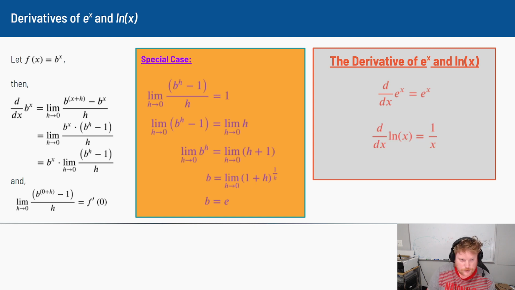And then we're not going to do the derivation for the natural log of x, but the derivative of natural log of x is just 1 over x.